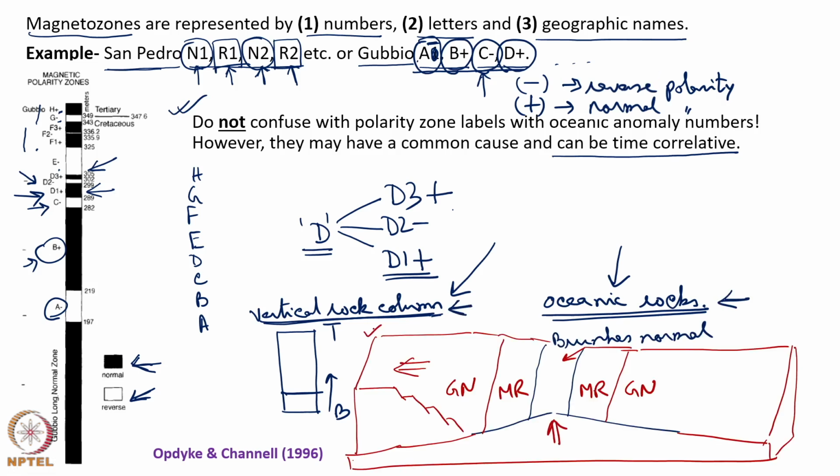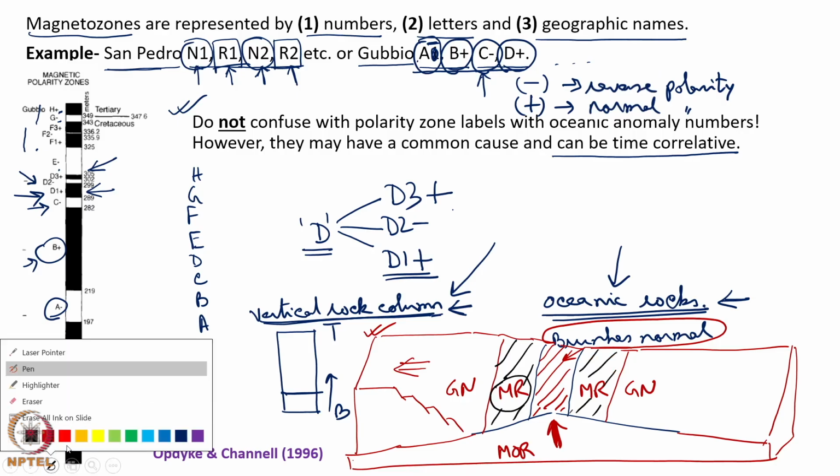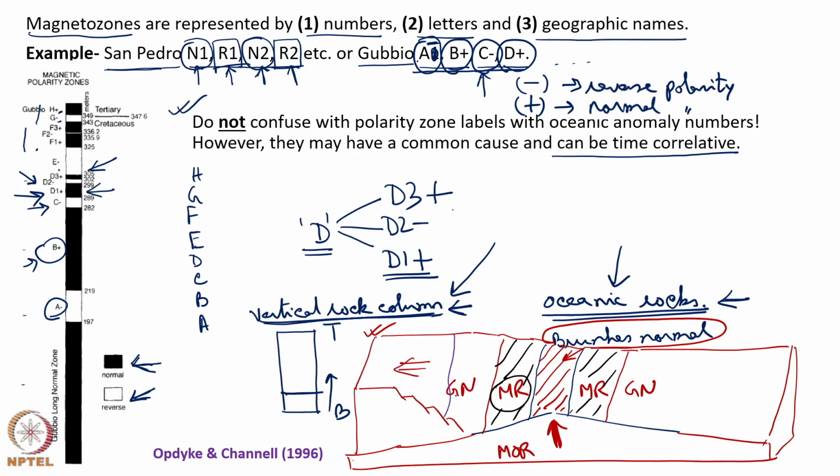Let us look at this cartoon. Suppose this is the mid-oceanic ridge and from here the main pulse of eruption is taking place. Now it has been possible by geoscientists to locate the rocks here and identify it as Brunhes normal. Symmetrically away from the Brunhes normal, the Matuyama reverse zone has been established, and symmetrically away from the Matuyama reverse, the Gauss normal zone GN has also been established. And this has been followed by the numbering of the oceanic rocks.